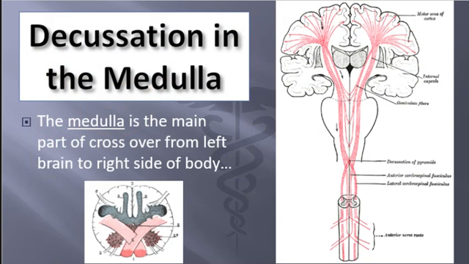It says the blank is the main part of the crossover from left brain to right side of the body. You're going to write medulla. All right, the medulla. Remember when we hear medulla, we think middle. Medulla is middle, so the middle part of the brain. And what's going on, you can see right down here, there is crossing over from left to right. Right here you can see it in the brain on this small picture on the left. You can see the crossing over right there.